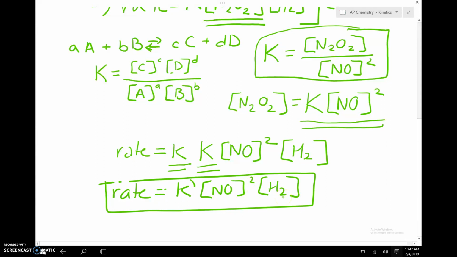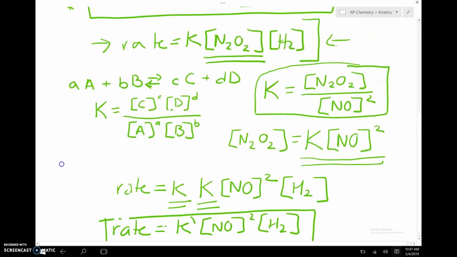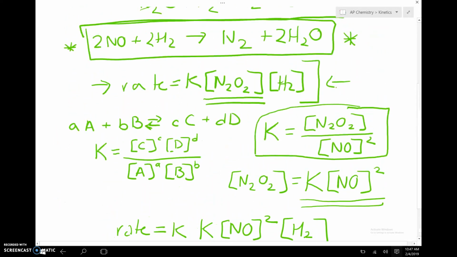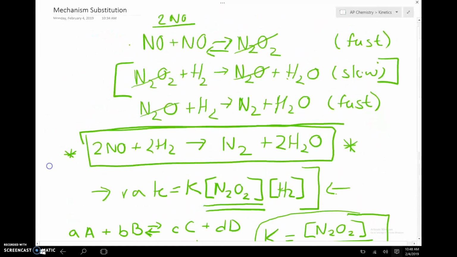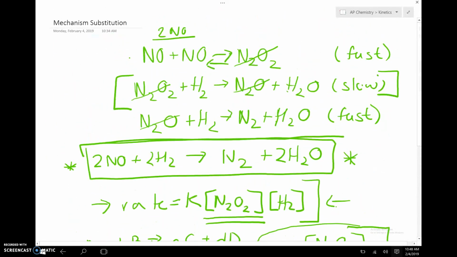Notice now my rate law only includes reactants from my overall reaction. It no longer includes an intermediate. You cannot write a rate law that has an intermediate and leave it there. If you write a rate law and it has an intermediate, you must do a substitution using the equilibrium constant. If you cannot, then that would be one way to rule out this mechanism as a possibility for the reaction we're talking about.